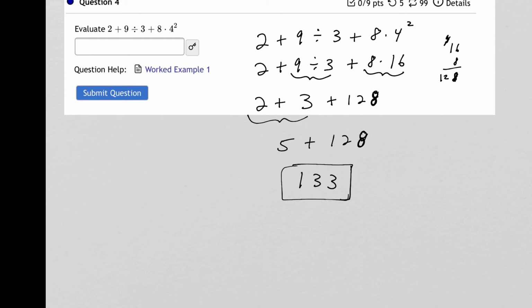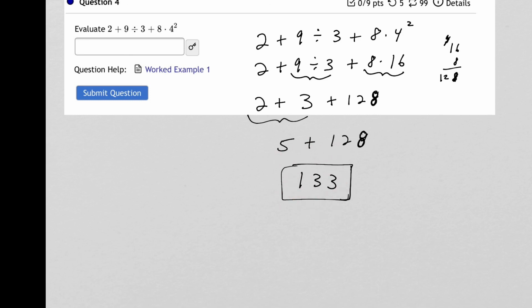Okay, so again, we did exponents first, gave 16. Then multiplication, division come before addition, subtraction, but I have to do them left to right. So 9 divided by 3 gave me 3. 8 times 16 was 128. Now all I have left is addition. In fact, I could do it any order, if it's all addition. But let's get used to doing it left to right. So 2 plus 3 is 5, plus 128, and then finally 128 plus 5 is 133.